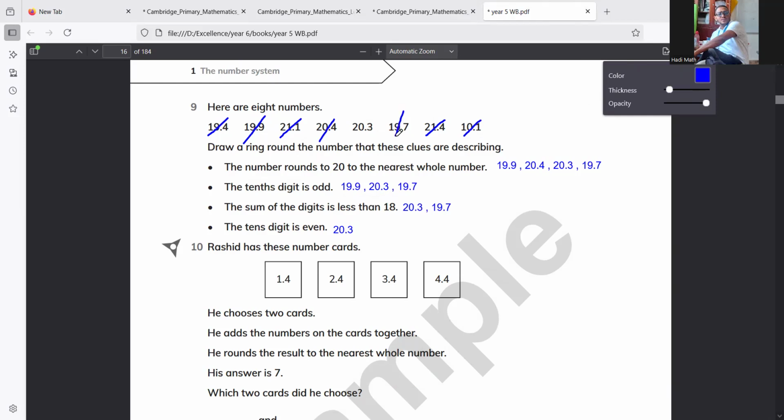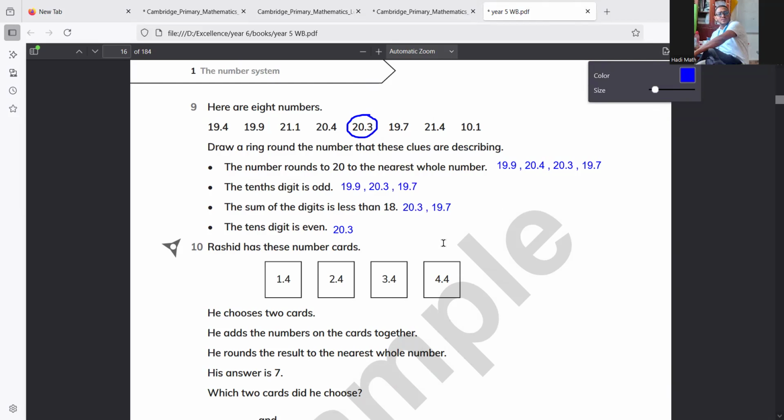Now you are only left with 20.3. So your number is going to be 20.3. This is the number that you're looking for. So you draw a ring around it. You go and draw a ring around 20.3, because this is your number.